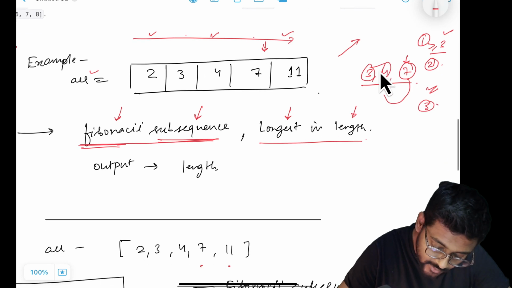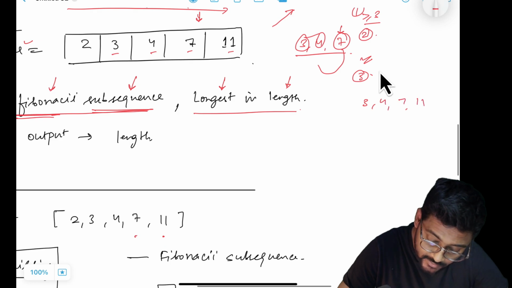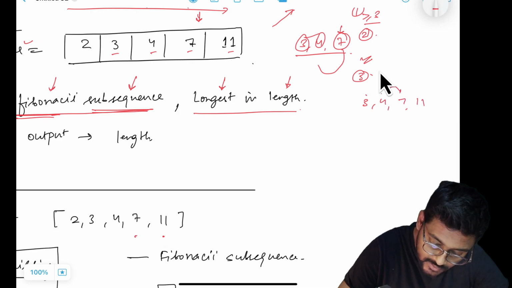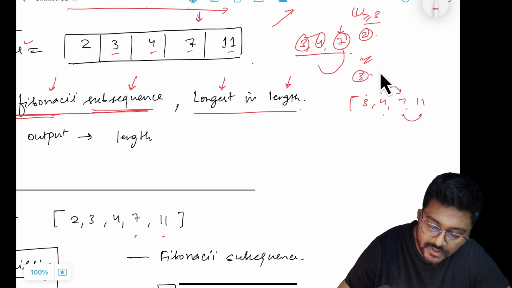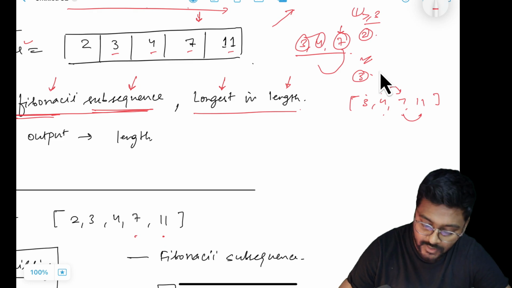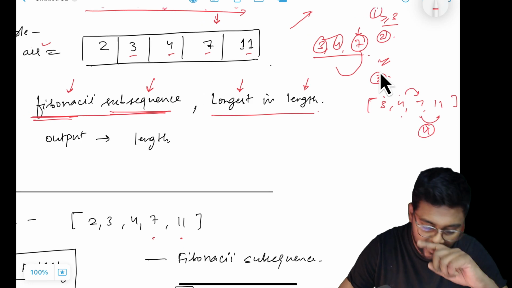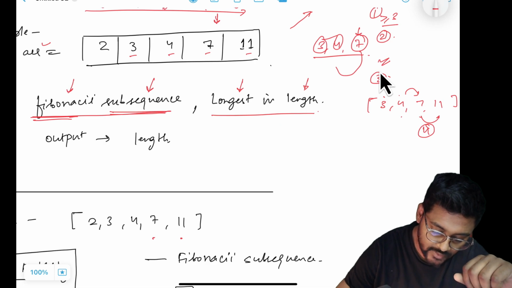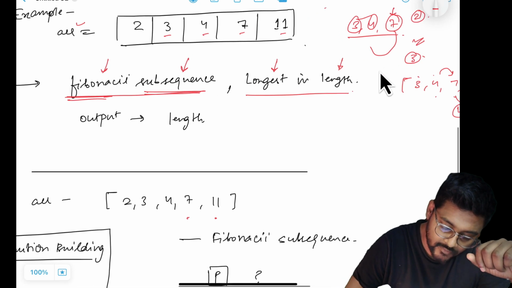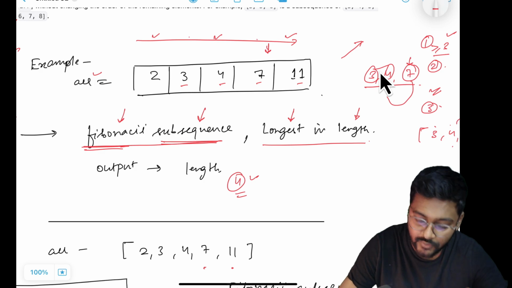But if I have a look at this subsequence 3, 4, 7, 11: the sum of 3 and 4 is 7, and the sum of 4 and 7 is 11. It means this is also a valid subsequence that we are looking for. It's a Fibonacci subsequence of length 4. I cannot find any other subsequence of length more than 4. So in this case, 4 is going to be my answer. So this is our problem statement that we have to solve.